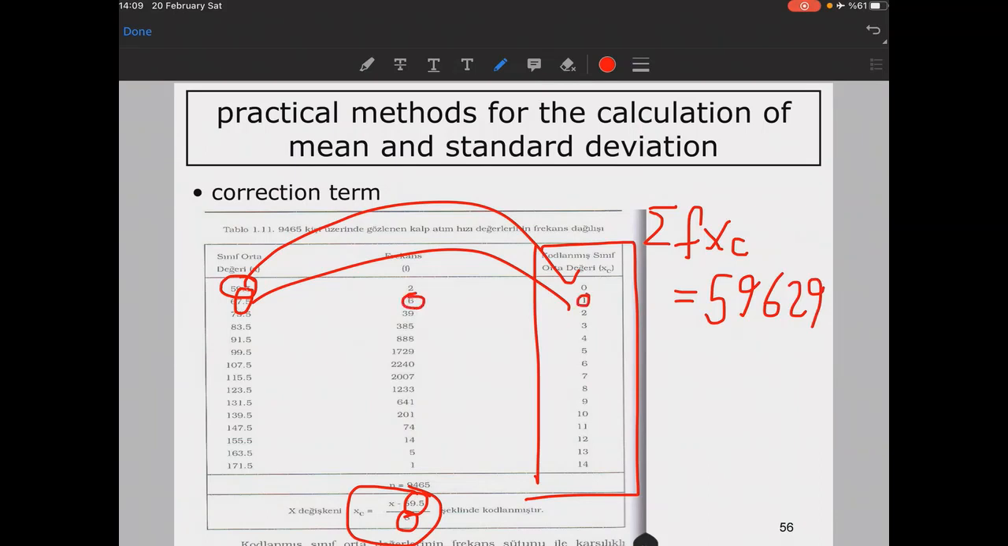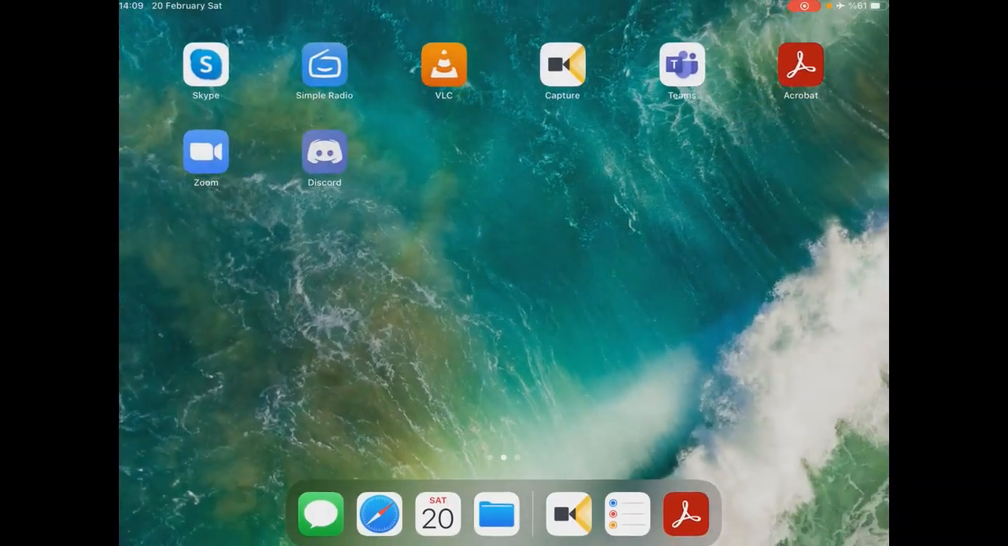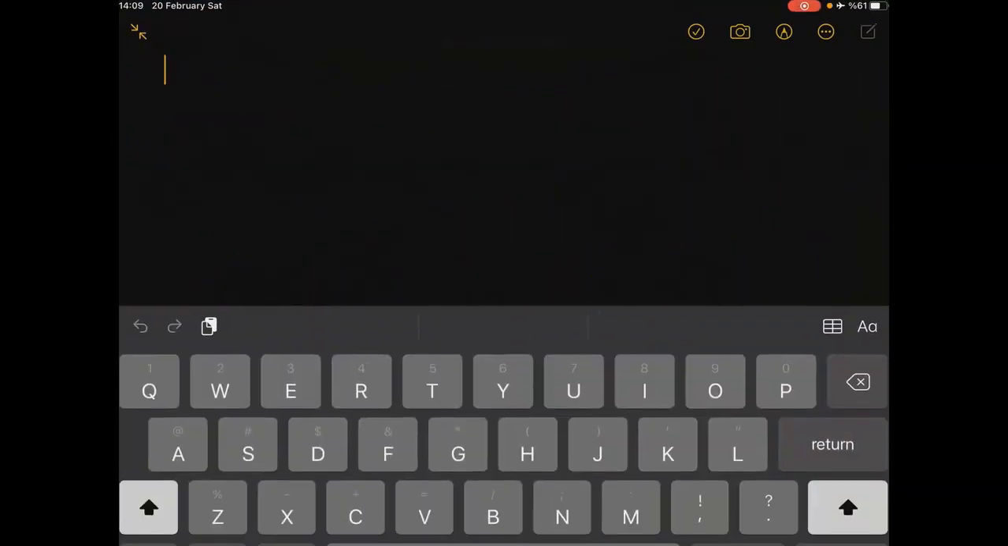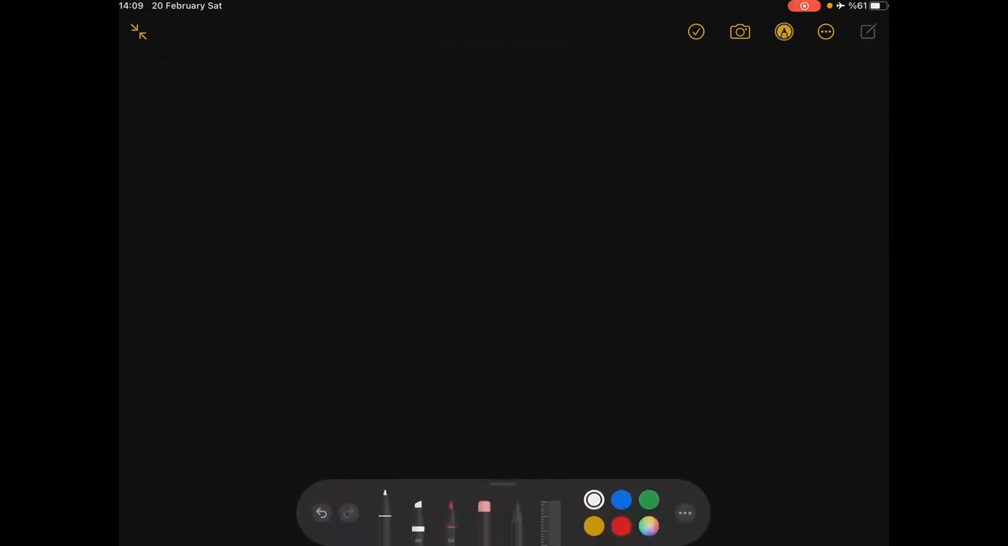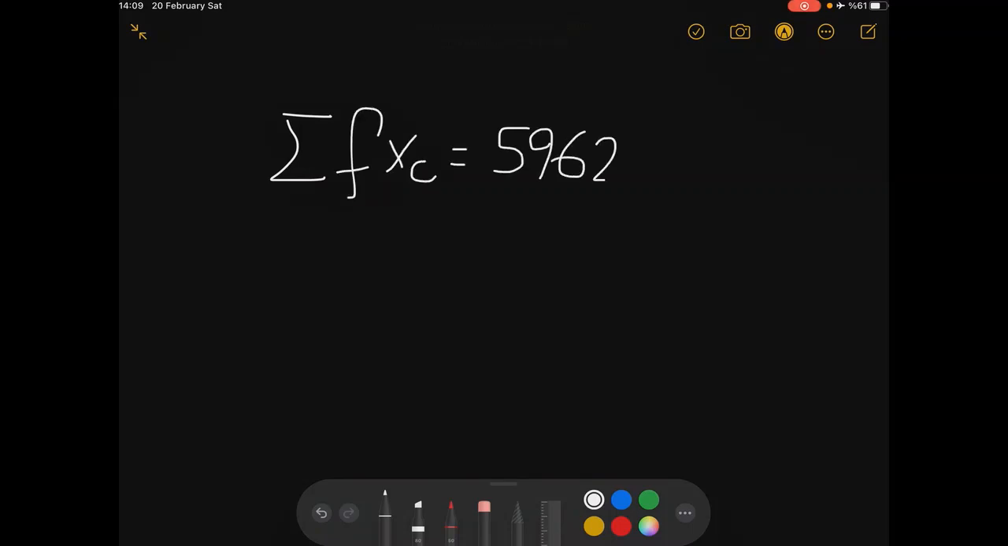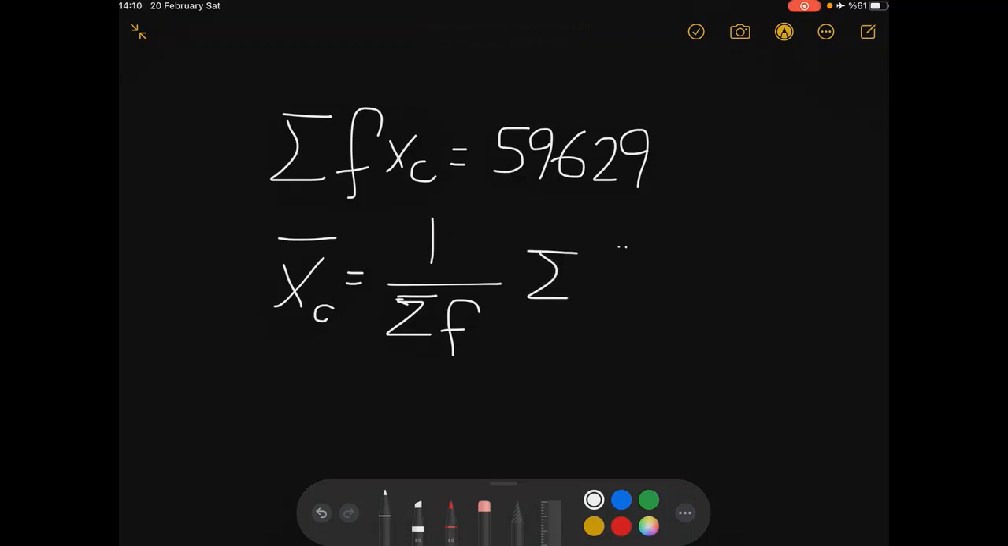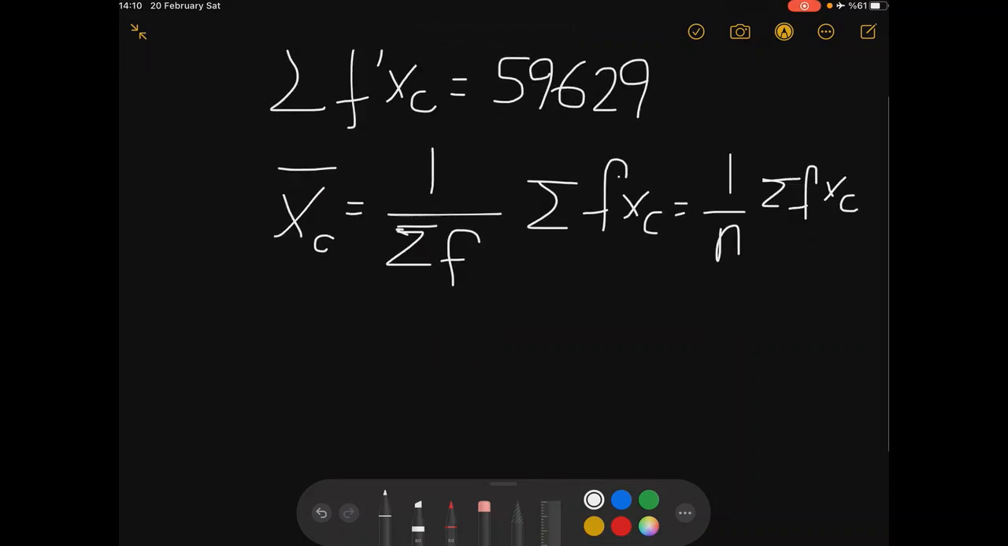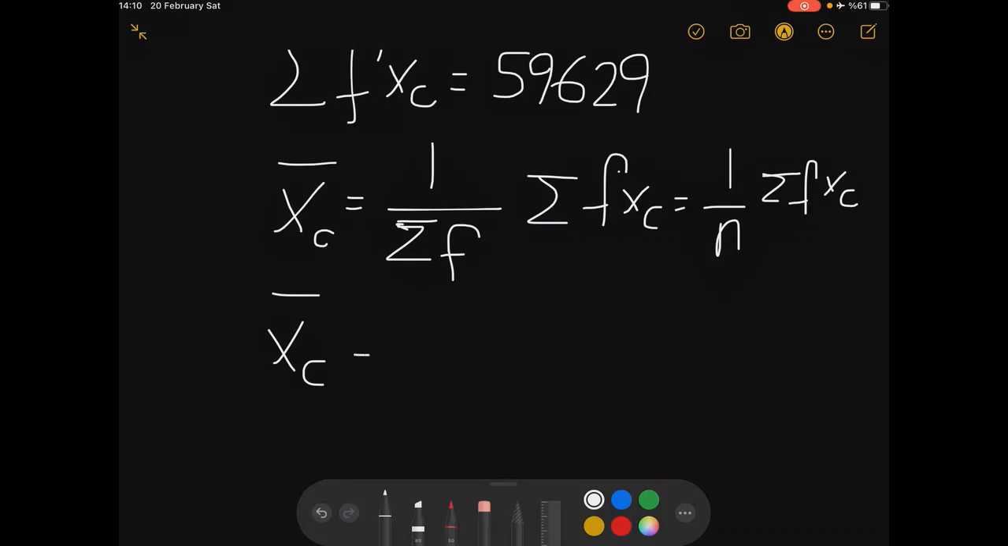You multiply this one with this one, and add this one with this one, and add all of them, and you will get this. It would be quite efficient for calculation. Oops, what a bad writing. fxc equals, of course you will have a calculator. I suggest you pause the video and do all the calculations on your own, please. I mean the sum of all frequencies, and fxc, it is 1 over n fxc. So the result will be your arithmetic mean of coded values.